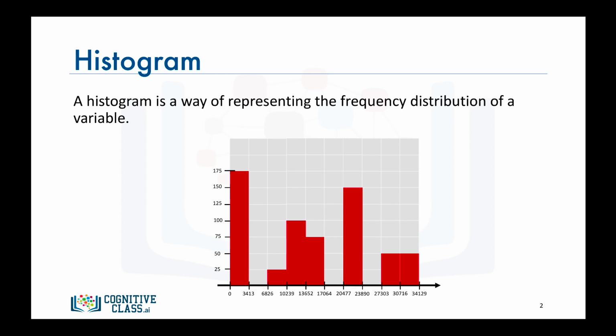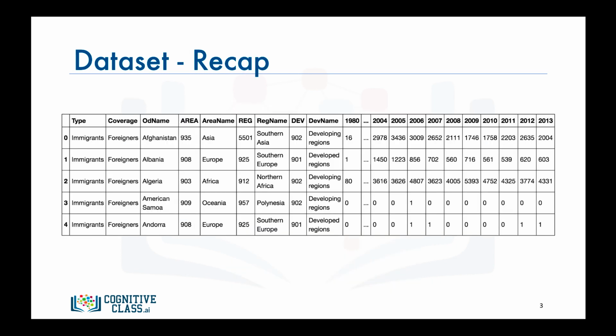So how do we create a histogram using matplotlib? Before we go over the code to do that, let's do a quick recap of our dataset. Recall that each row represents a country and contains metadata about the country, such as where it is located geographically and whether it is developing or developed. Each row also contains numerical figures of annual immigration from that country to Canada from 1980 to 2013.